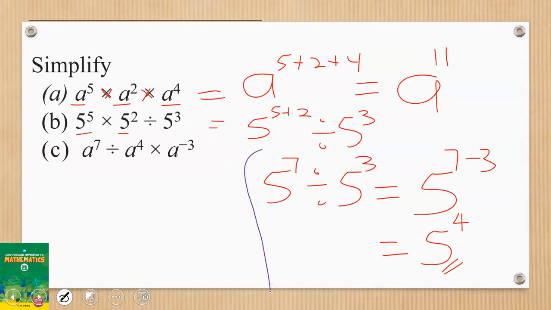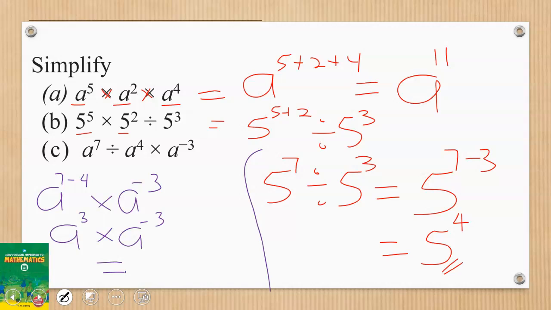Then the last question here says a exponent 7 divided by a exponent 4 means a will have 7 minus 4, times a exponent negative 3. Whilst we do the top one to get 3 here, times a exponent negative 3. Then again, a and a are multiplying, so we maintain the base and we add exponents, giving us a exponent 0. And a exponent 0 we can just write as 1, so the answer is 1. Good. I'm sure it makes sense because we know the laws already.